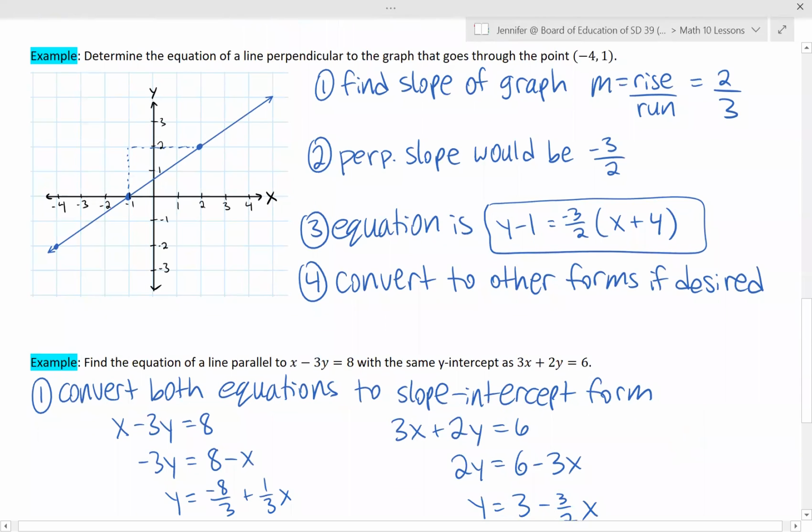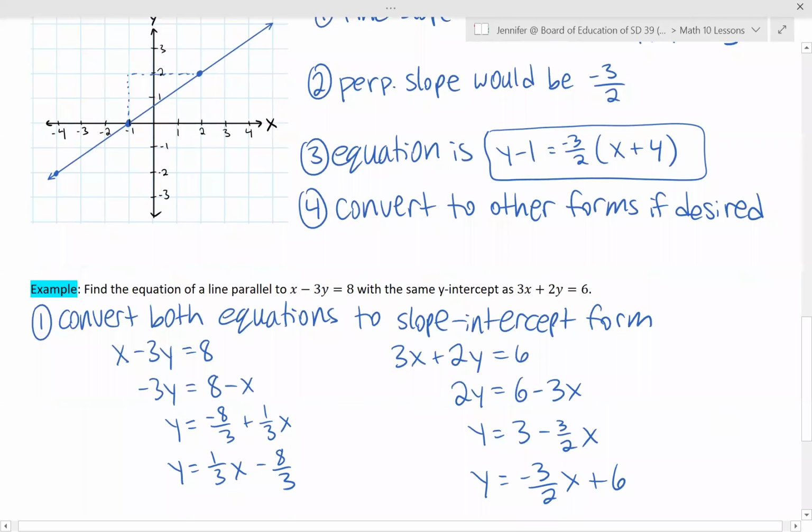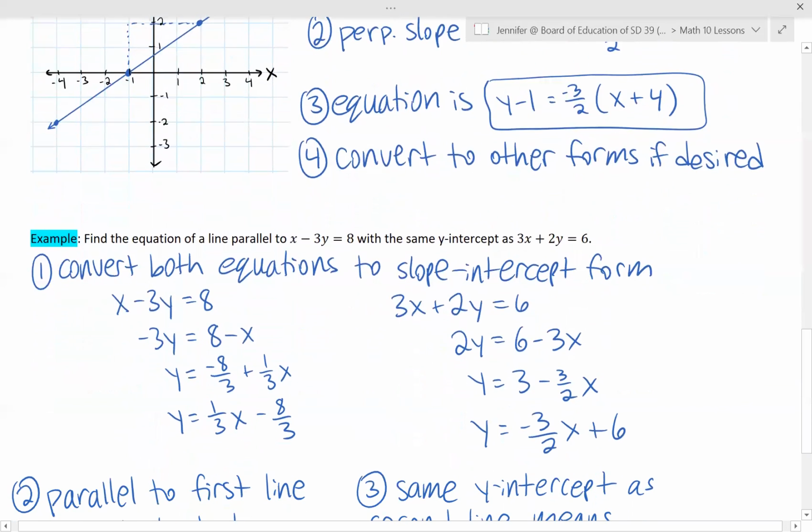In our last example, find the equation of a line parallel to x minus 3y equals 8 with the same y-intercept as 3x plus 2y equals 6. So we've given two equations, and this new equation we're going to come up with has to share some of the characteristics of these lines. So the first step would be to convert both equations to slope-intercept form so we can easily work with them. So that's what I've done here. I converted the first one, and I've converted the second one. And once they're in slope-intercept form, it's very easy to pick up the slope and to pick up the y-intercept.